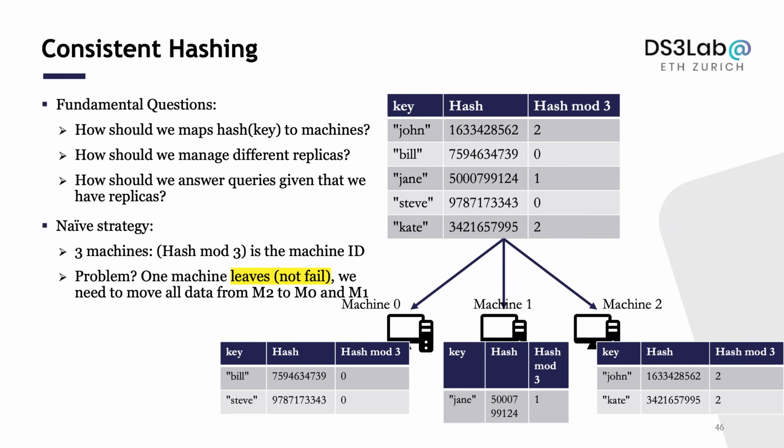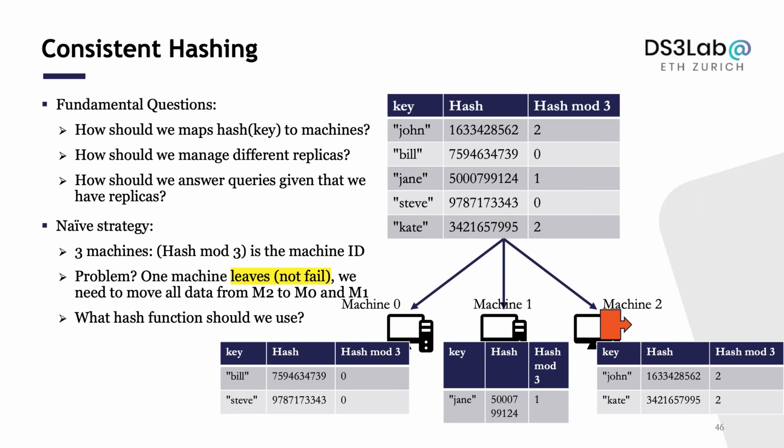But what's the problem? The problem happens when some machine decides to leave. Here we are talking about a machine leaving, not a machine failing. It's that a machine says, okay, I don't want to work on this anymore. I leave, and I give you time to do mitigation. So it's not a machine just crashing. In this case, what would happen if you use this strategy? How much data do you need to migrate from machine 2 to other machines?